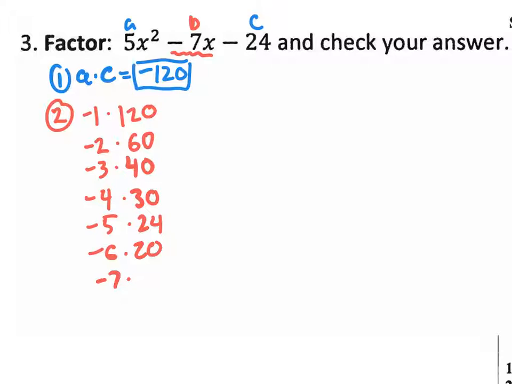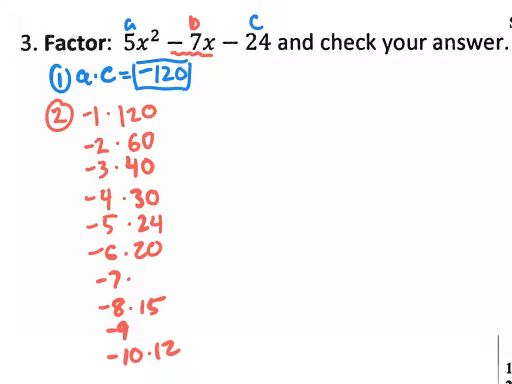120 divided by 7 with the calculator is not going to work. 120 divided by 8 with the calculator is what? 15. 120 divided by negative 9, that's not going to work. And by negative 10 will work. That'll be 12. And that's it. That's my entire list. That's the only possible ways of multiplying two numbers together to give me negative 120 besides changing signs.